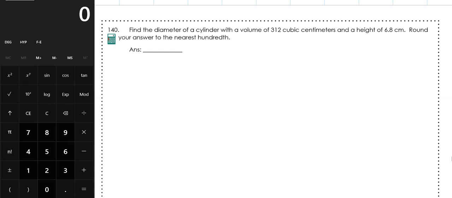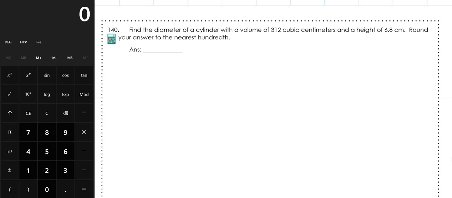All right, let's get rolling with page 28. Number 140. Find the diameter of a cylinder with a volume of 312 cubic centimeters and a height of 6.8 centimeters. Round your answer to the nearest hundredth. Okay, let's go to the ask of the question.